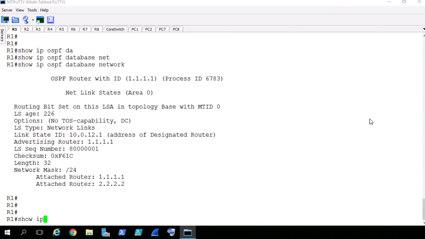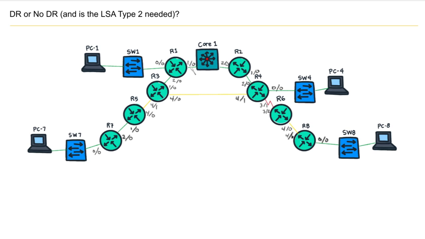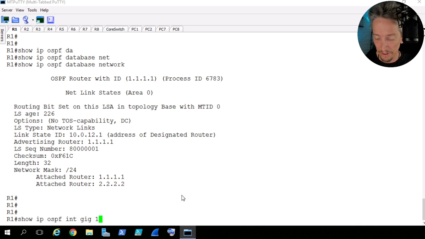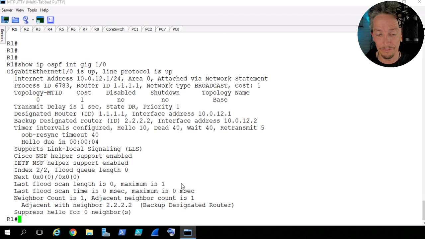If we do a show ip ospf interface, and let's pick gig 10 right here, it's going to show us in measurable terms what the network type is from an OSPF perspective. And there it is right there, I need to highlight that for you. It's a broadcast type, because when OSPF was enabled on the interface via the network statement, it said, oh, it's Ethernet, and the default network type is broadcast. We're expecting to have a DR for this segment.